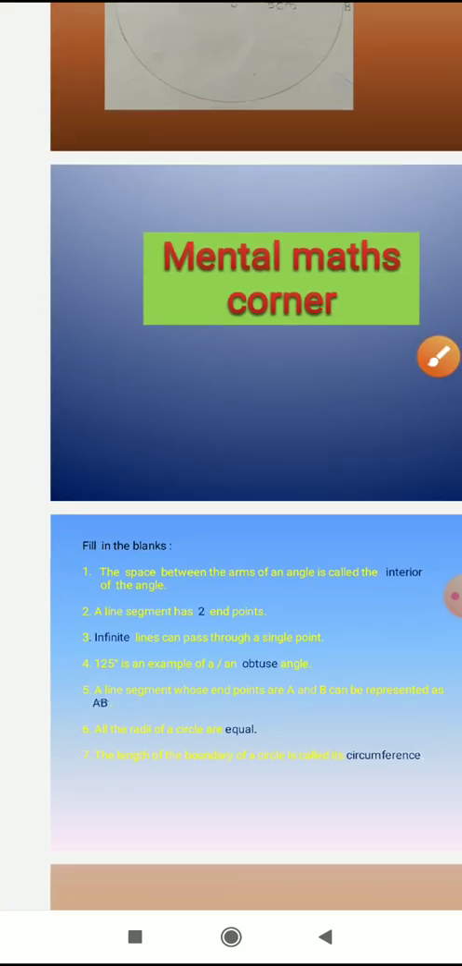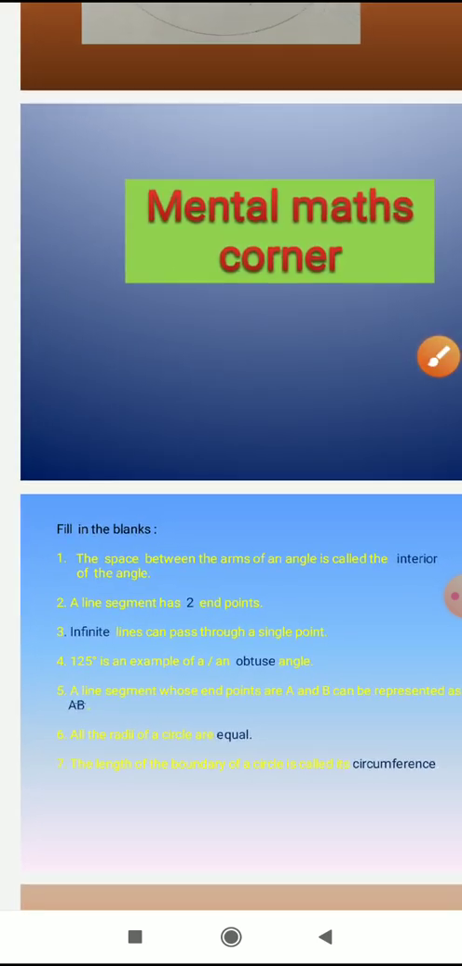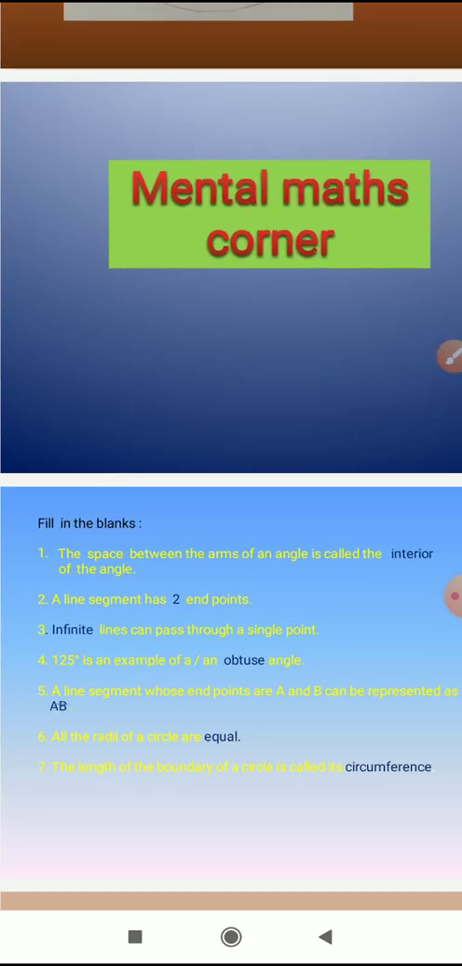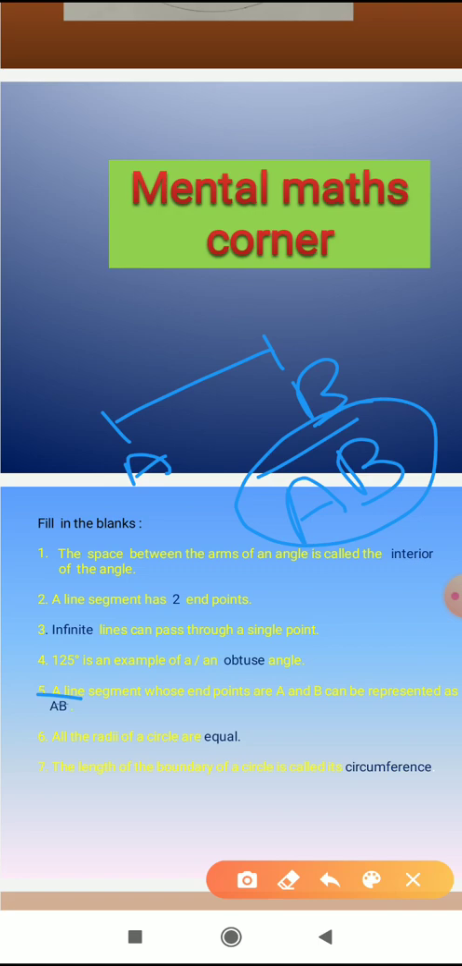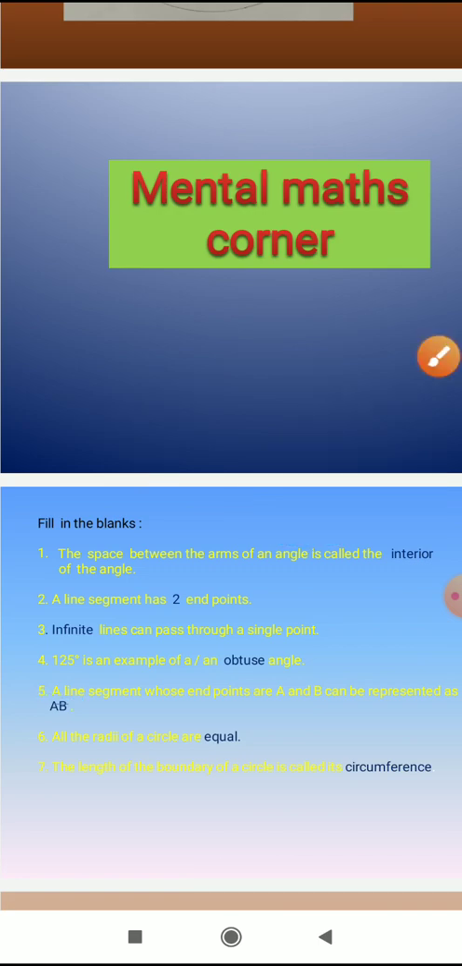Next, a line segment whose endpoints are A and B can be represented as dash. See student, this is a line segment whose endpoints are A and B. So how can we represent it? A, B by using the symbol of line segment. In this way we can write it. So its answer is line segment AB.